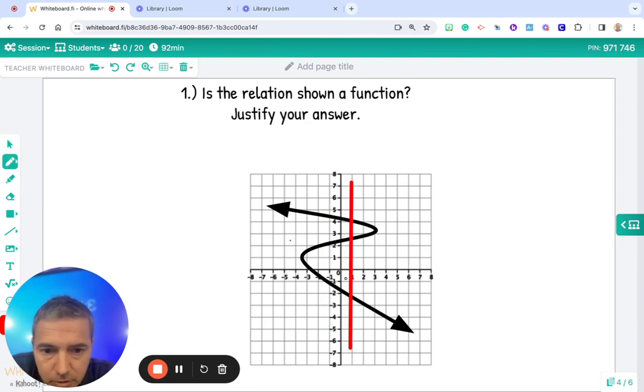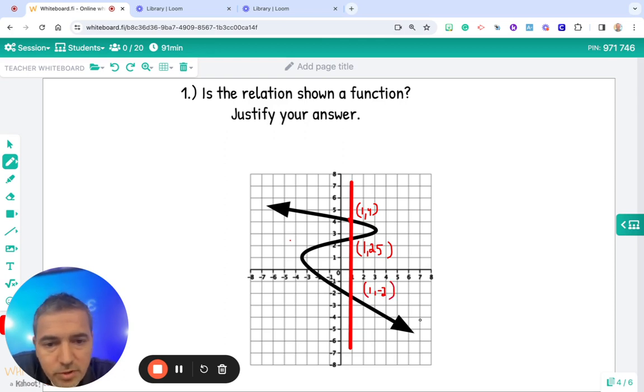the x value of 1 is 4 right here, right? This point right here. Here, the x value of 1 is like 2.5. And right here, the x value of 1 is -2, approximately. So you can see the input of 1 had 3 different y values, right?